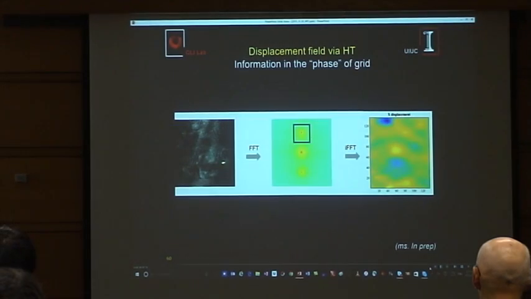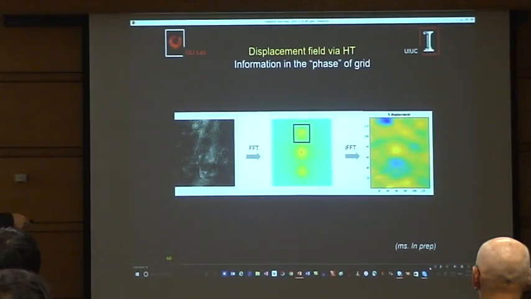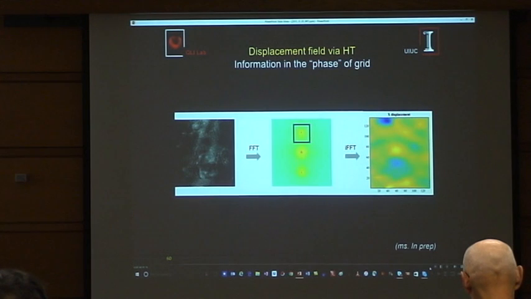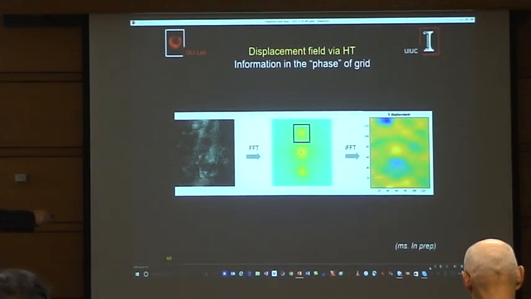So long story short, we call it, it's a mouthful, Hilbert phase dynamometry. We had a microscope developed here in Spec Lab called Hilbert phase microscopy. We thought it would be nice to call it Hilbert phase dynamometry because it's basically the same idea of reconstructing the phase, except you're measuring forces and not just doing imaging. Anyway, from this grid, you essentially do a Hilbert transform, which is Fourier transform, filtering, Fourier transform back. The phase information is essentially giving you the displacement, and this is the displacement map.